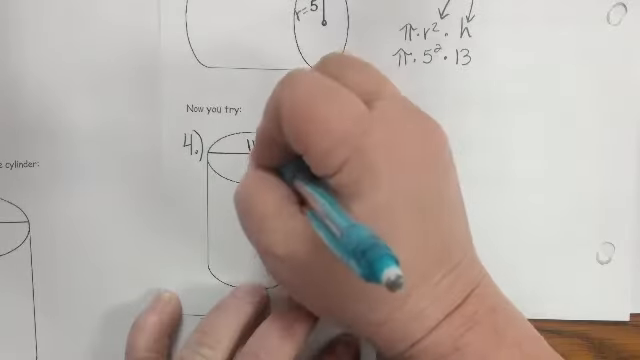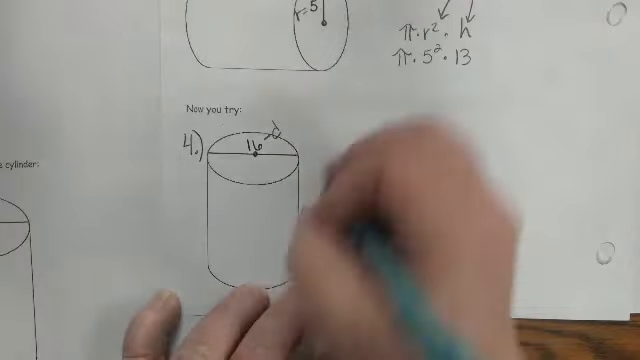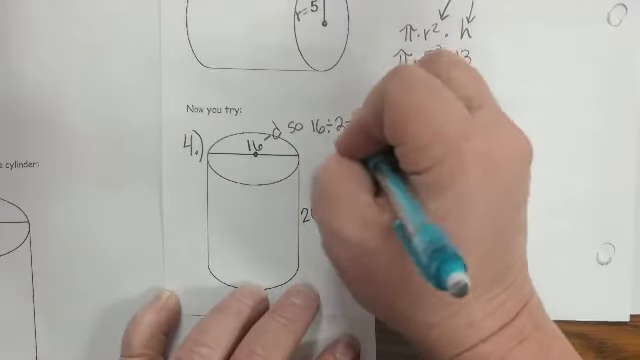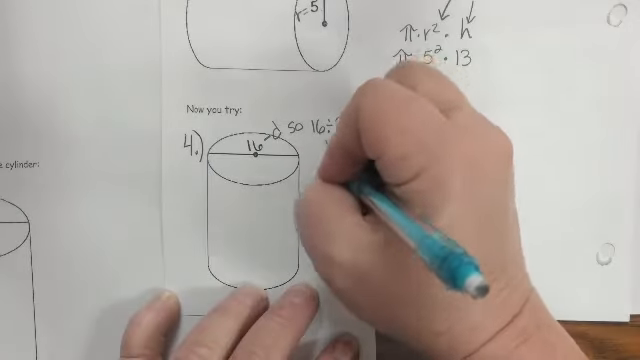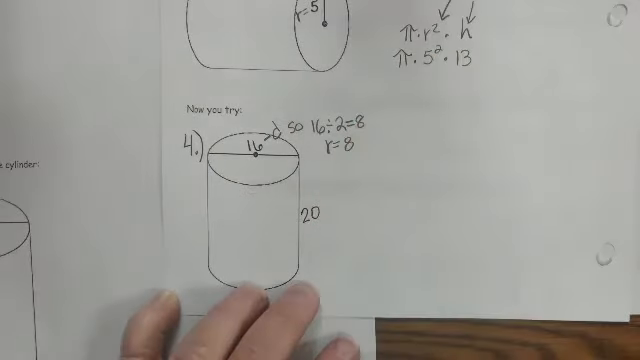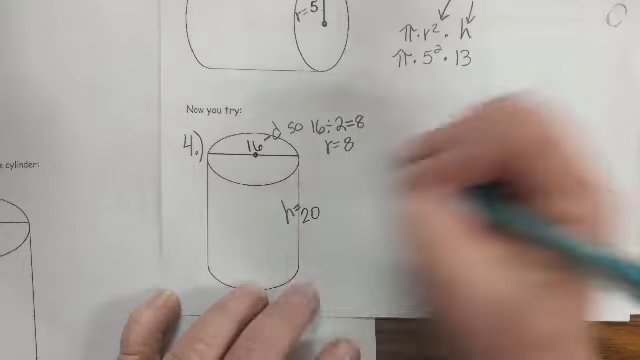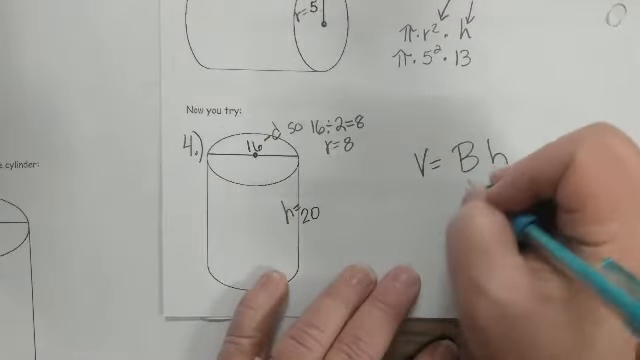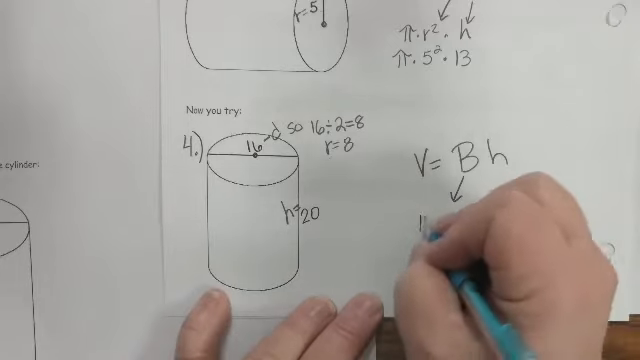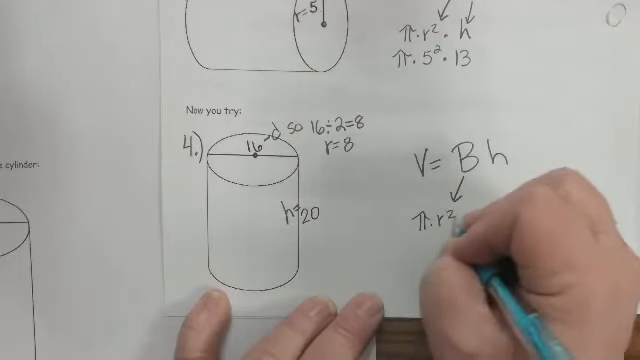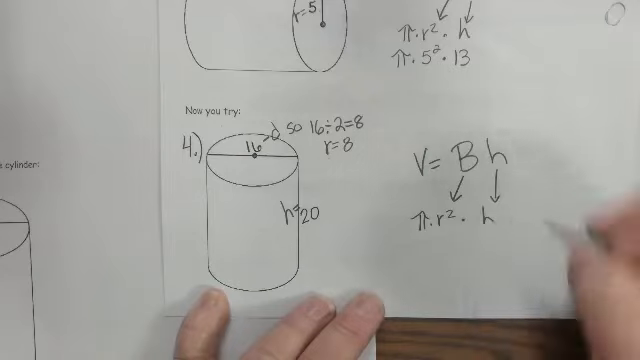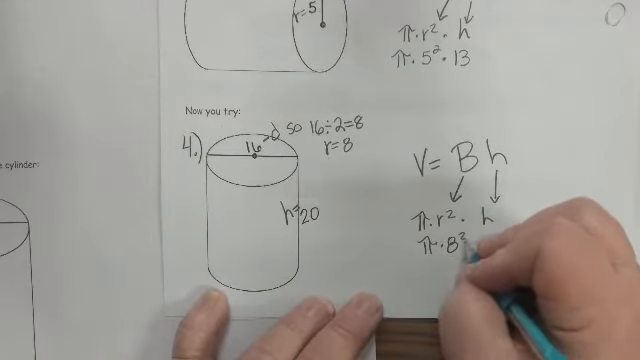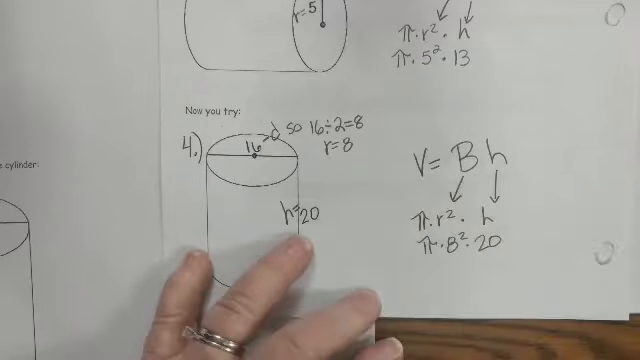So, that's a D. 16 divided by 2 is 8. So my R is equal to 8. This is my height. I've got V is equal to big BH. Big B, pi times r squared times my height. Pi times my r is 8 squared times 20. Okay?